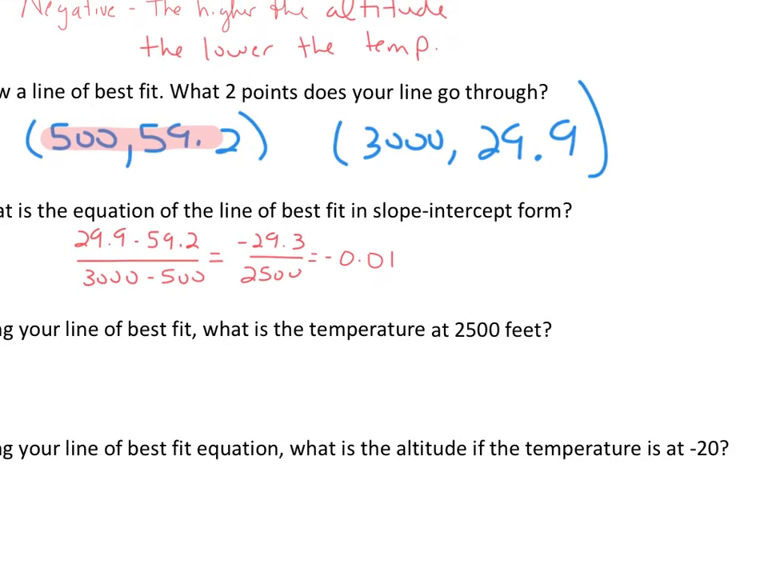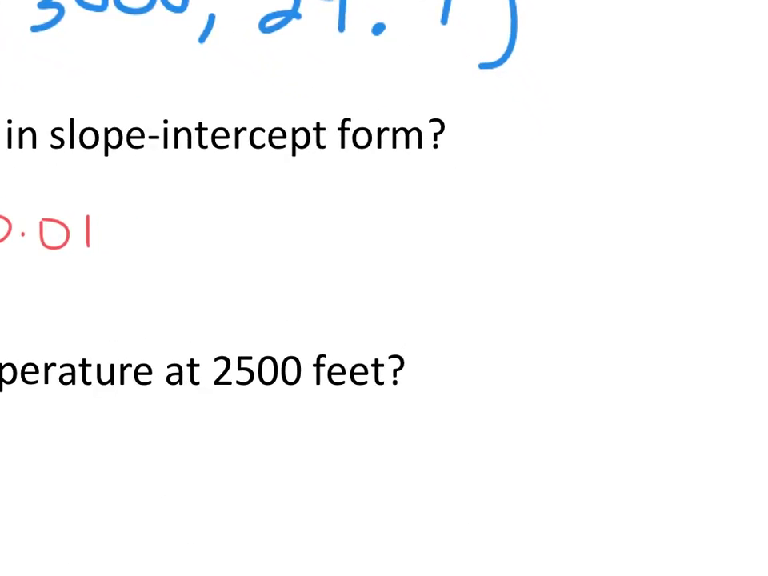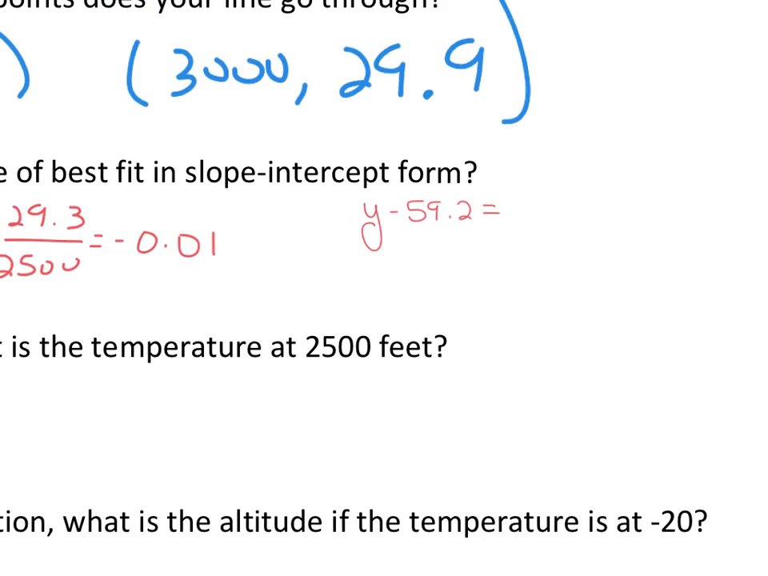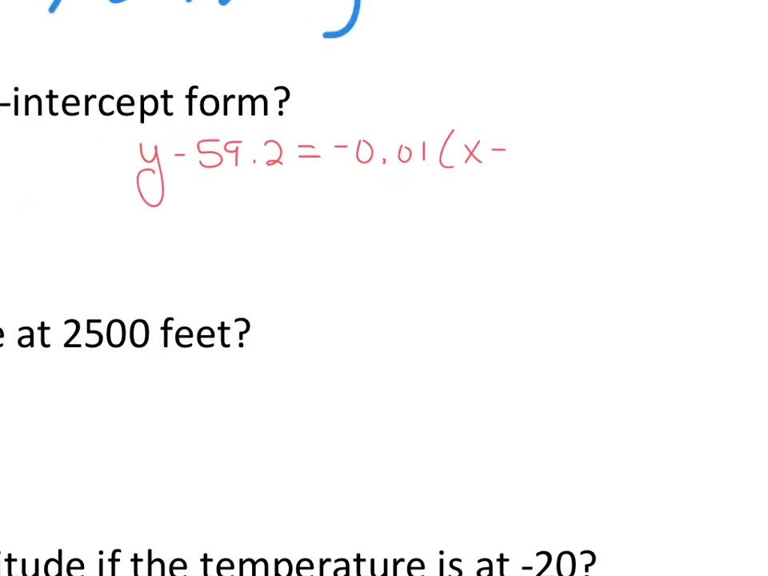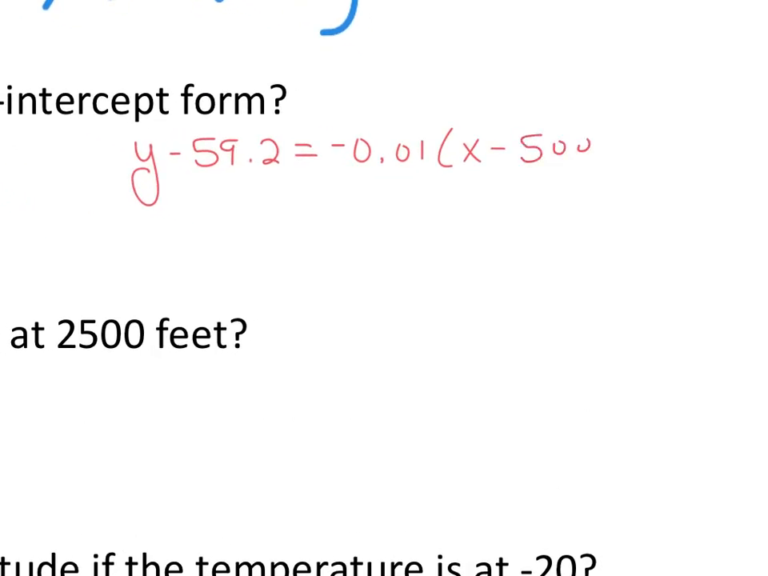Okay, so I'm going to start my point slope form. So I'm going to get y minus 59.2 equals negative 0.01 and x minus 500. Okay, so now I'm going to go ahead and distribute. So y minus 59.2 equals negative 0.01x plus, move my two decimals over and I get a 5.